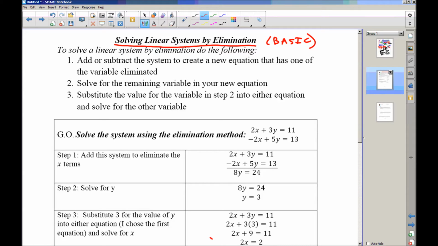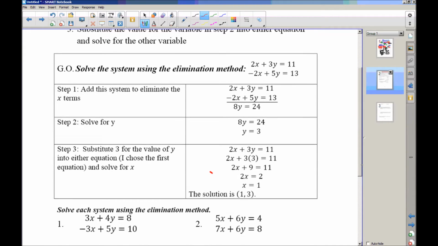Okay, so step 1, we're going to add or subtract the system to create a new equation that has one variable eliminated. So that means only one will be left. Then we're going to solve for the remaining variable in your new equation, which is a 1-step or 2-step equation. It shouldn't be bad. And then we'll substitute it back in just like we did in the substitution to get the other variable. So here is an example.